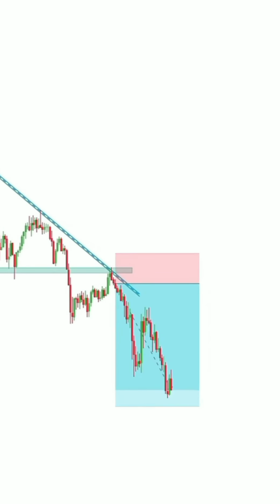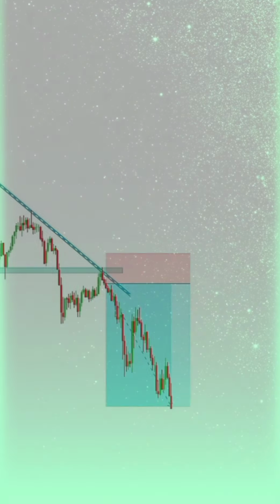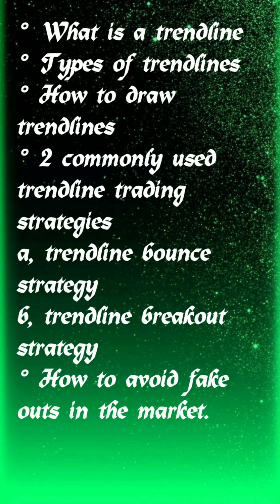Today, I am going to discuss what a trend line is, types of trend lines, and how to draw them. I'll also show you the two most commonly used trend line trading strategies, which are the trend line bounce strategy and then the trend line breakout strategy, of course. Finally, I'll show you how to avoid fakeouts when using trend lines to trade.